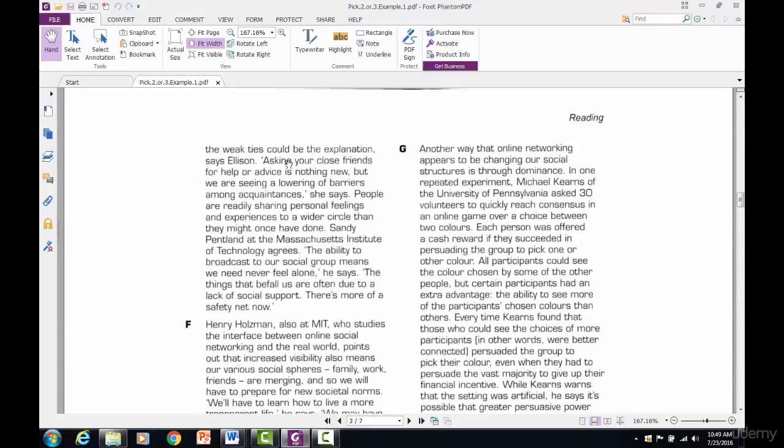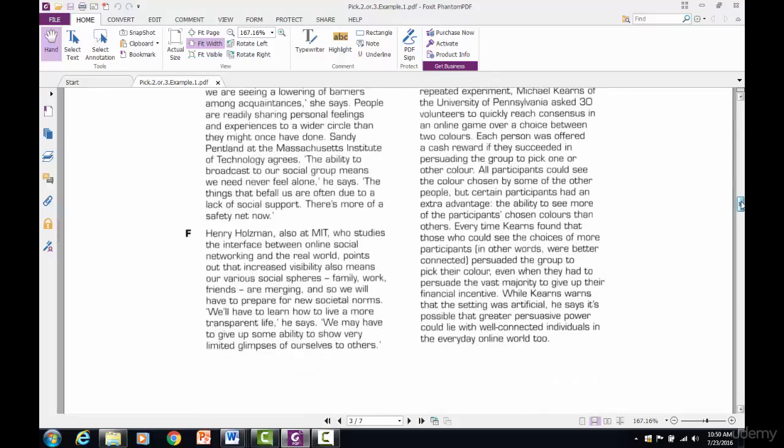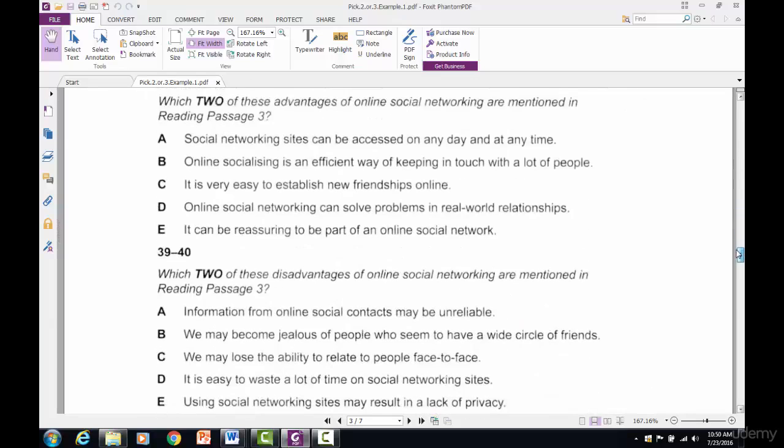It talks about asking your close friends for help or advice is nothing new, but we are seeing a lowering of barriers among acquaintances. People are sharing their personal feelings and experiences in a wider circle than they may have once done before. The ability to broadcast to our social group means we never feel alone. So we take all that information as an advantage, and that's what means it can be reassuring to be part of an online social network.